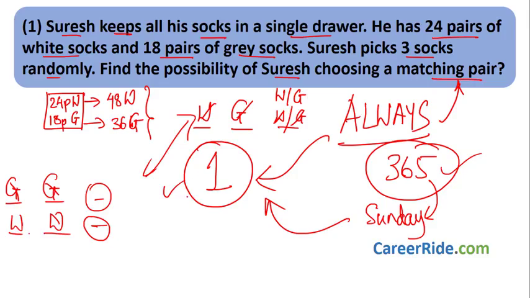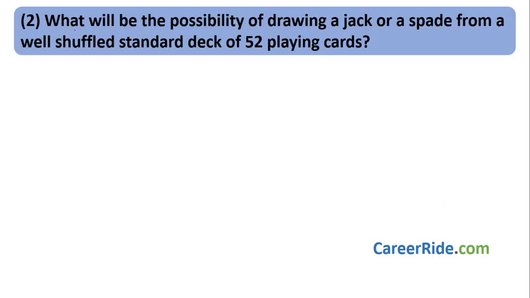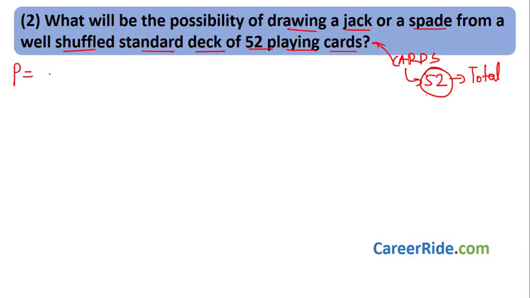Moving to the next question. What will be the possibility of drawing a jack or a spade from a well shuffled standard deck of 52 playing cards? Now this is of the common type, right? What have we learned? There are 52 cards, right? That means the total possibilities are 52. Probability is nothing but what I want divided by total. We already know the total as 52. Let us see how to solve this sum.